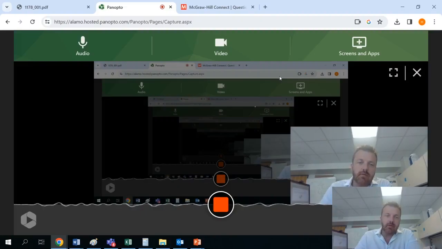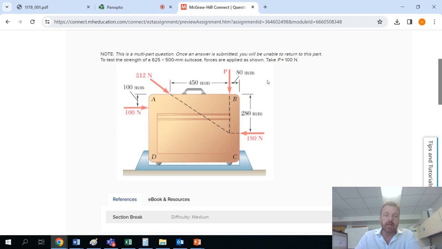So in this video, I wanted to go over a homework problem that was somewhat commonly missed on the Chapter 3, Part 2 homework. We have a suitcase. It's acted upon by a set of forces, and I believe the confusion may have been related to how the questions were worded with respect to what they were asking for.